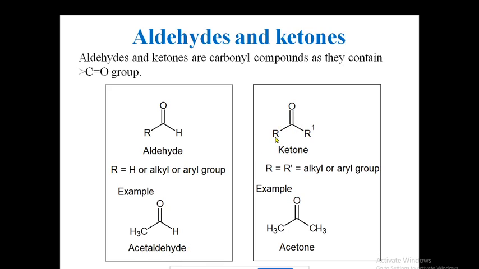If you have a ketone, then R and R dash both are either alkyl or aryl groups. If R and R dash both are alkyl groups, then that will be an aliphatic ketone. And if any one of these is an aryl group, or both are aryl groups, definitely that will be an aromatic ketone. I have taken only one example, where both are alkyl groups, methyl, then the name of that compound will be acetone.